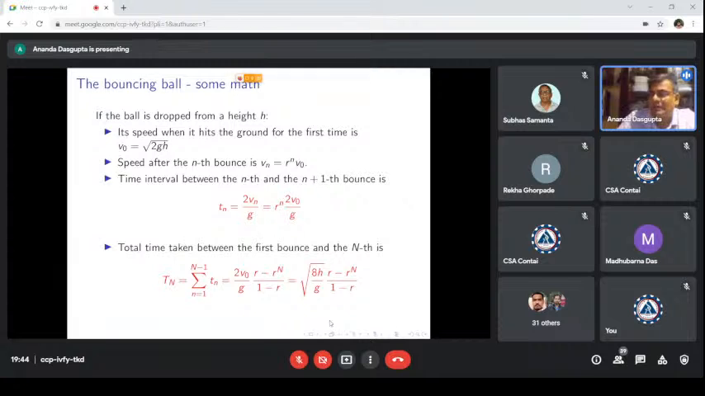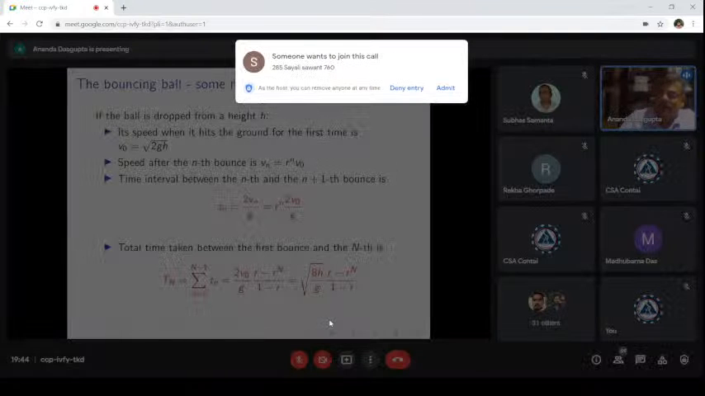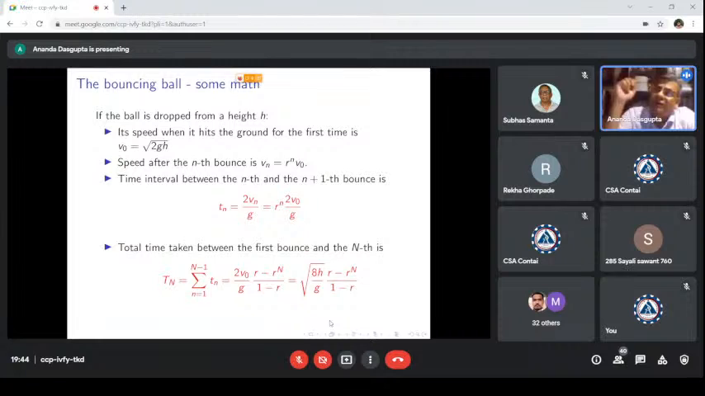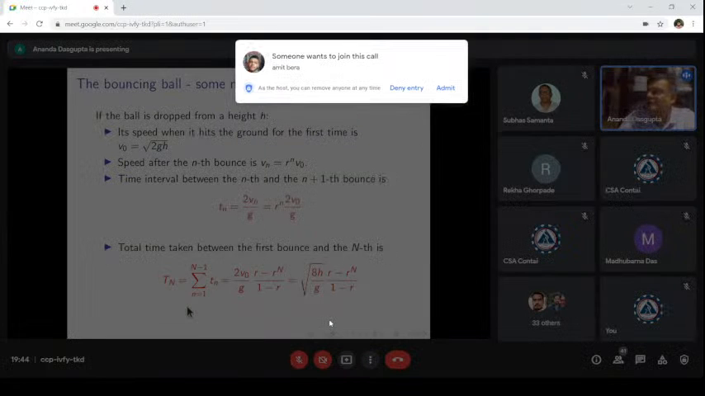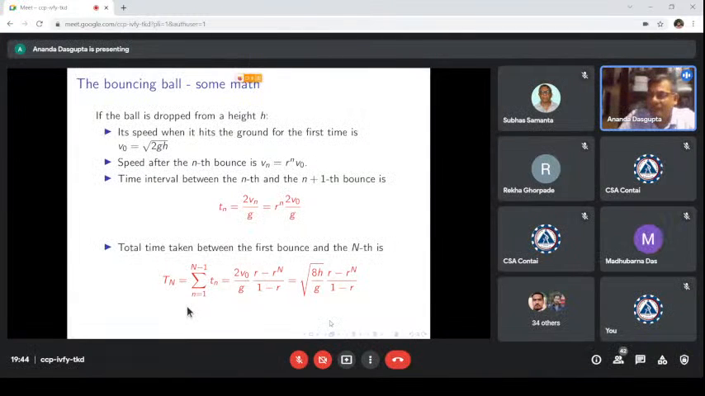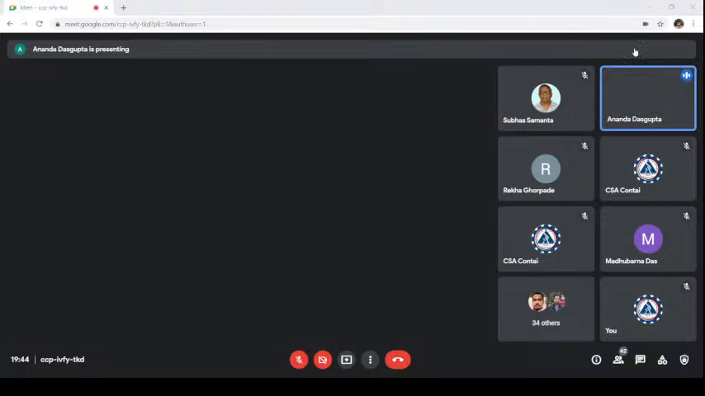So if you can determine Tn, from this formula you can easily see that if you drop the ball from a particular height h, which you have measured beforehand, and you know the acceleration due to gravity in your locality, then by counting a sufficiently large number of bounces, for a large n, if you measure Tn, that is the time it takes for the ball to bounce first time around and then till the nth bounce, then we can determine this quantity r.